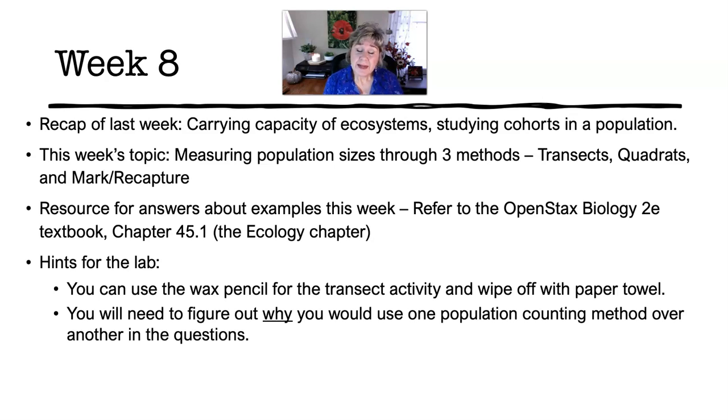Last week you learned about carrying capacities of ecosystems and how many individuals could be supported by an ecosystem. And you learned about studying cohorts in a population, for example, how many children you have in a population versus how many elderly people you have in a population. So you're studying populations and how they interact with the ecosystems. This week's topic is how you measure populations.